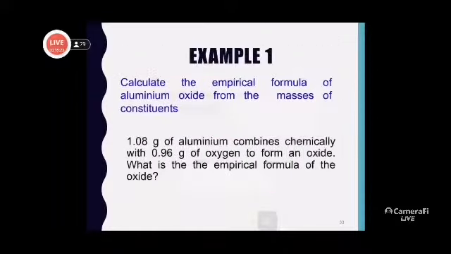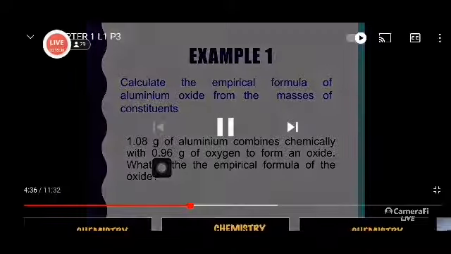Tutorial, alright. Let's look at example 1. Calculate the empirical formula of aluminium oxide from the masses of constituents. So, mass of aluminium is 1.08 gram. Okay. So, sini mass of oxygen.